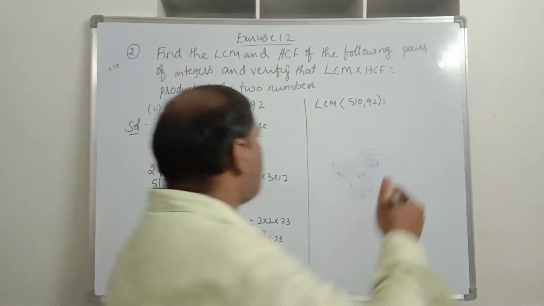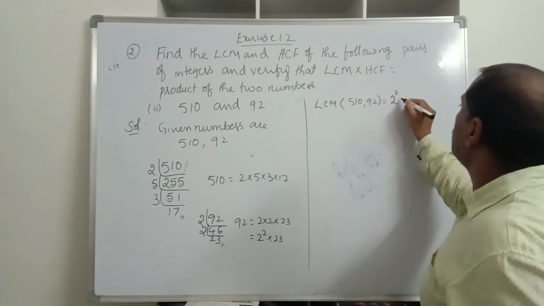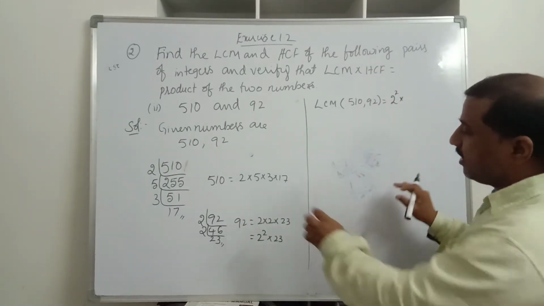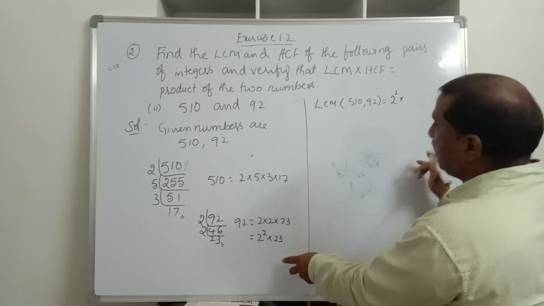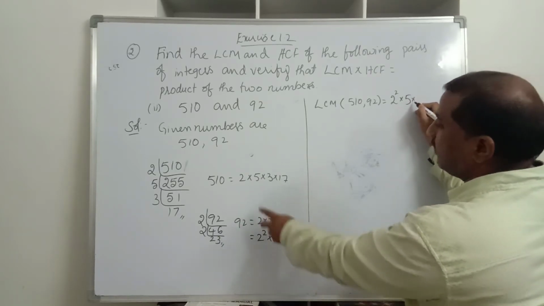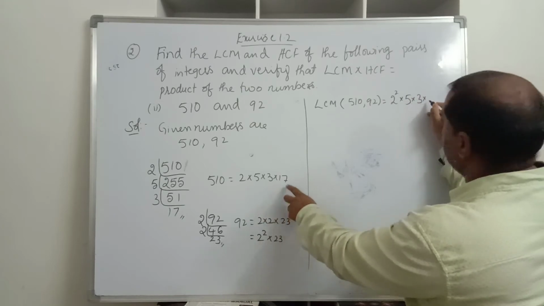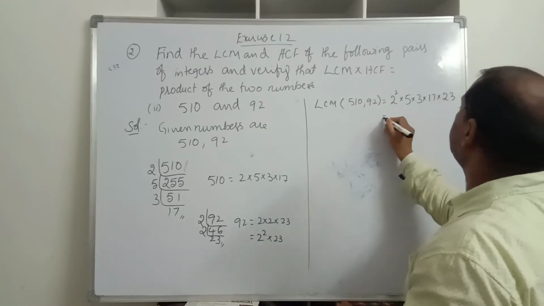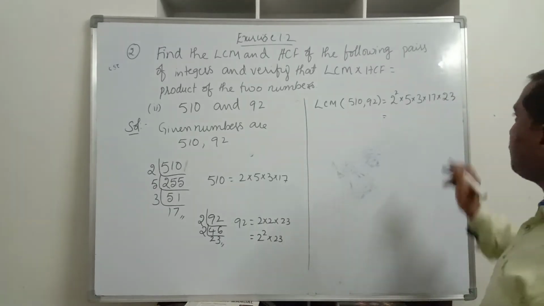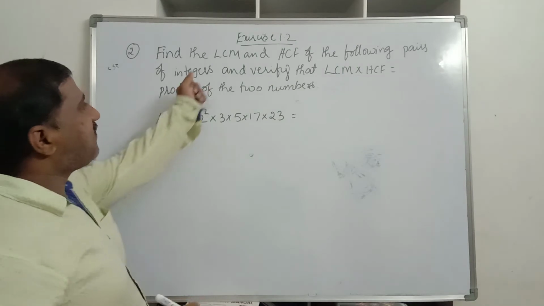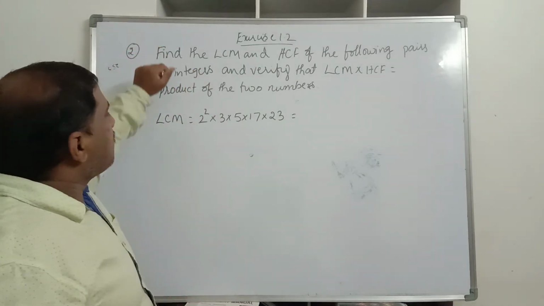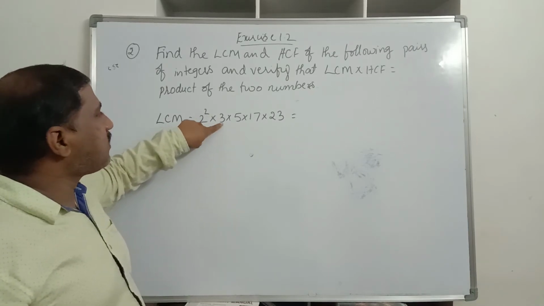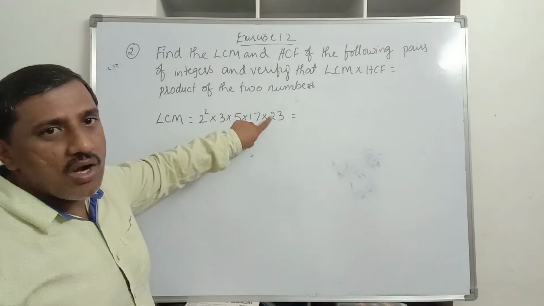So the product of 2 square into the product of all the prime factors with the highest power. 5 is there here and here we do not have 5, therefore we multiply with 5, and similarly 3, similarly 17, then 23. So we should find all this multiplication and we get that LCM of 510 and 92 is equal to 2 square into 3 into 5 into 17 into 23.